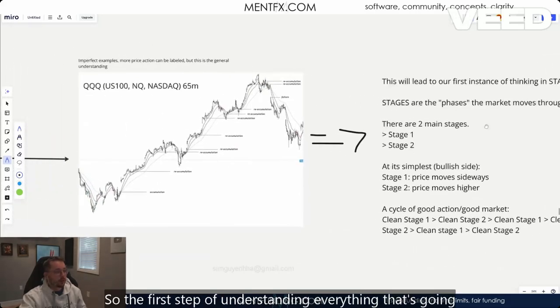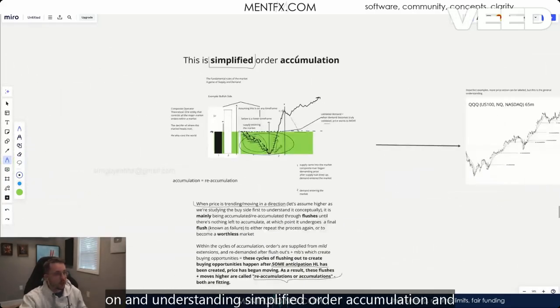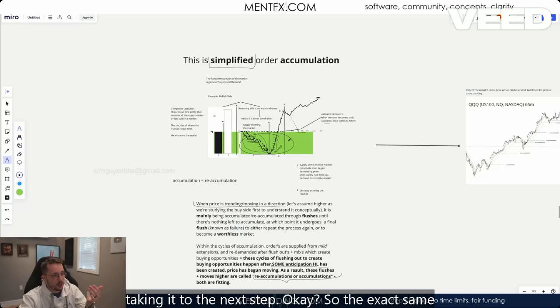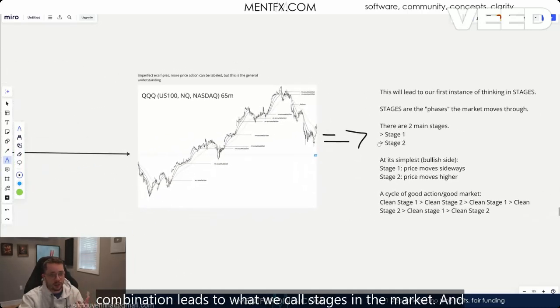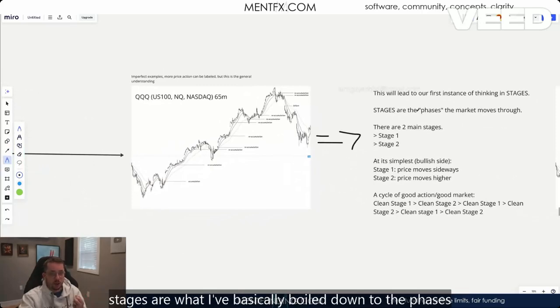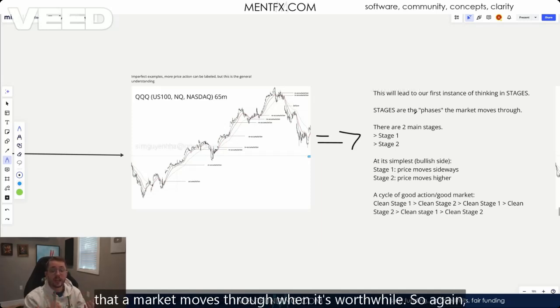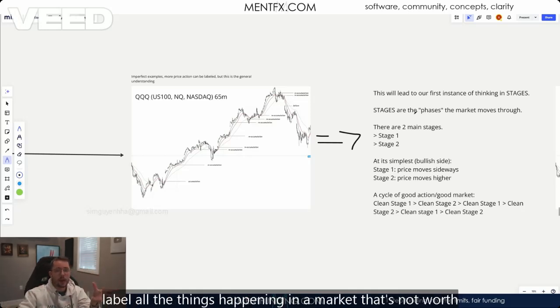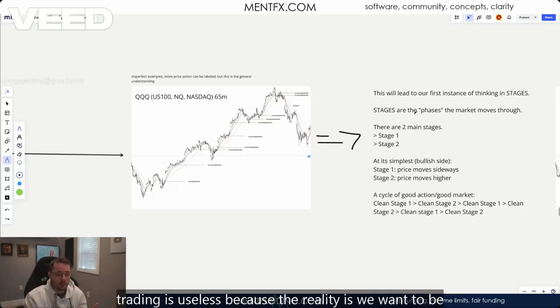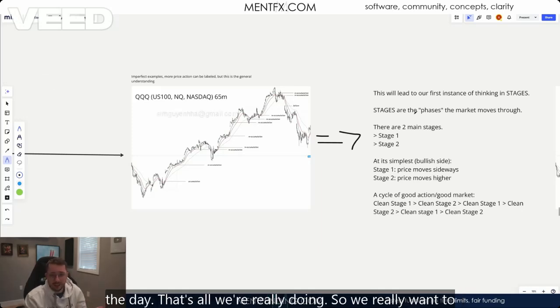So the first step of understanding everything that's going on, and understanding simplified order accumulation and taking it to the next step, is that this exact same combination leads to what we call stages in the market. Stages are what I've basically boiled down to the phases that a market moves through when it's worthwhile. So again, not a worthless market. Sitting there trying to pinpoint and label all the things happening in a market that's not worth trading is useless. Because the reality is, we want to be there for the markets that make sense to trade at the end of the day. That's all we're really doing.